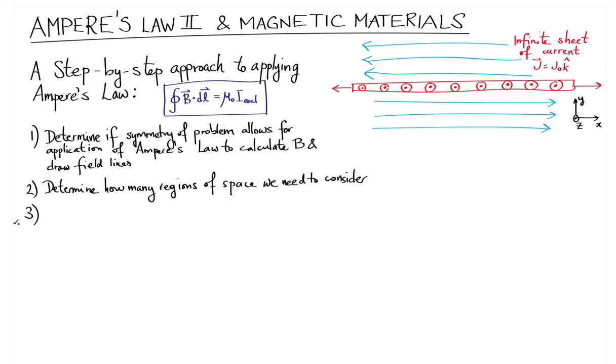So for step three, we want to now construct our Amperian loop. And we want to construct it in a way that allows us to easily calculate this line integral.